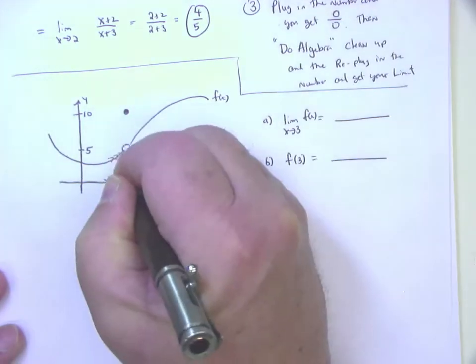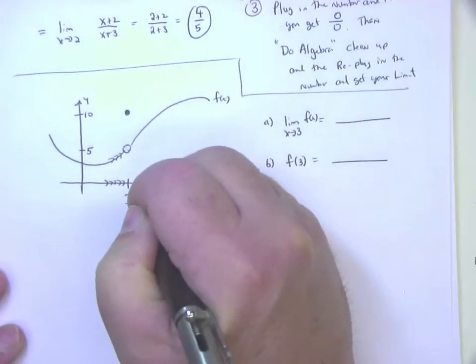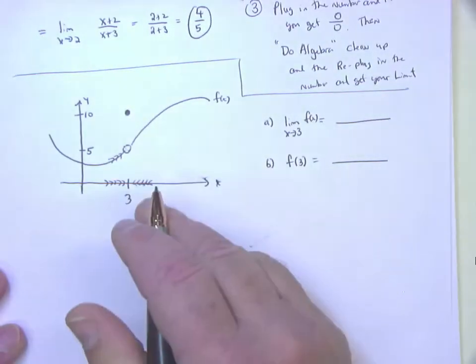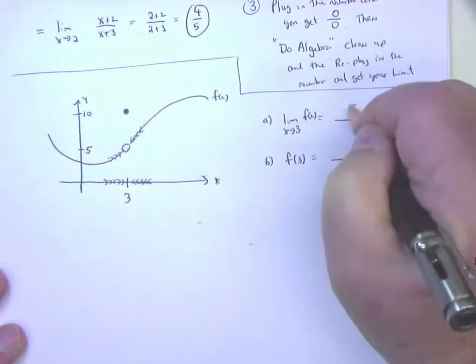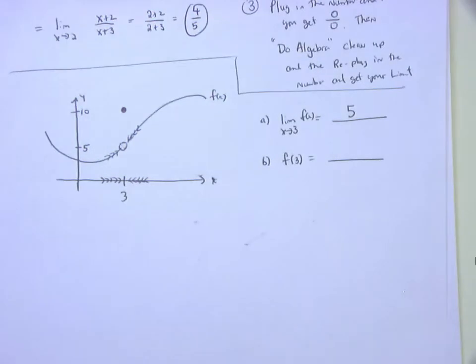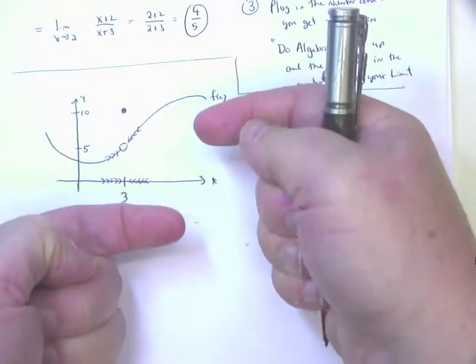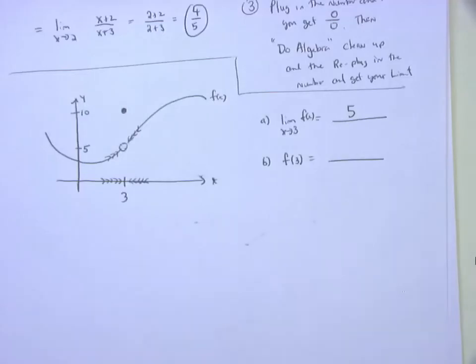Where's my functional value going? 5. And if I approach the limit as x approaches 3 from the right, from the upper side, where's my functional value going towards? 5. So therefore, since it's going to the same thing, the answer is 5. It is that number. If I ever have this situation, limit from left doesn't equal the limit from right, then the limit answer does not exist.